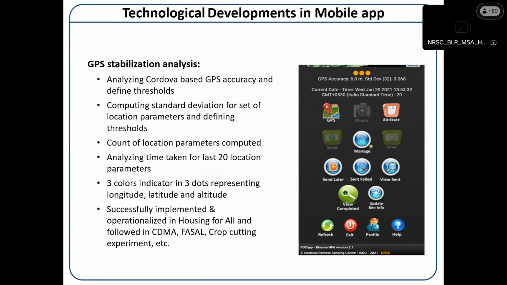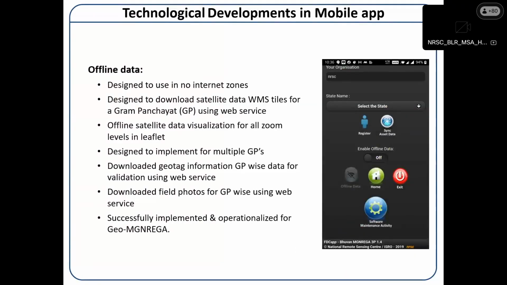There are many applications like Pradhan Mantri Awas Yojana, CDMA, Fasal, and crop cutting experiment, where this sort of analysis is built into the solution. Offline data caching is another activity which we have done, but currently we are not supporting it. For MGNREGA, basically the assets, they want to see them over the satellite data. So the satellite data has been cached and pushed to the mobile, and if you open that in the map form, they can get the satellite data where there is no internet connectivity. That sort of mechanism was developed.